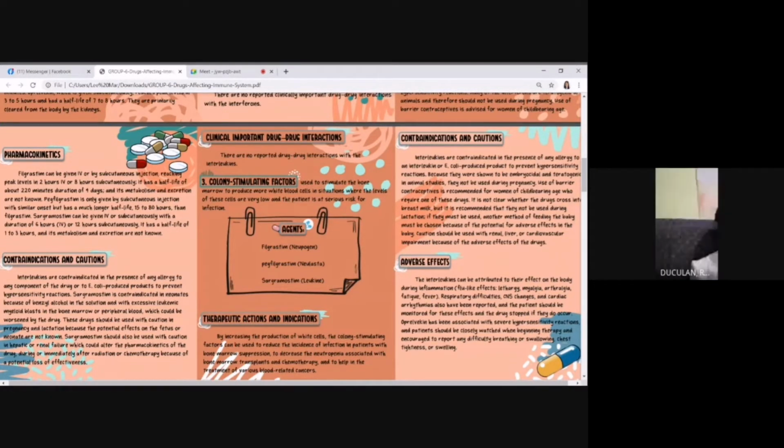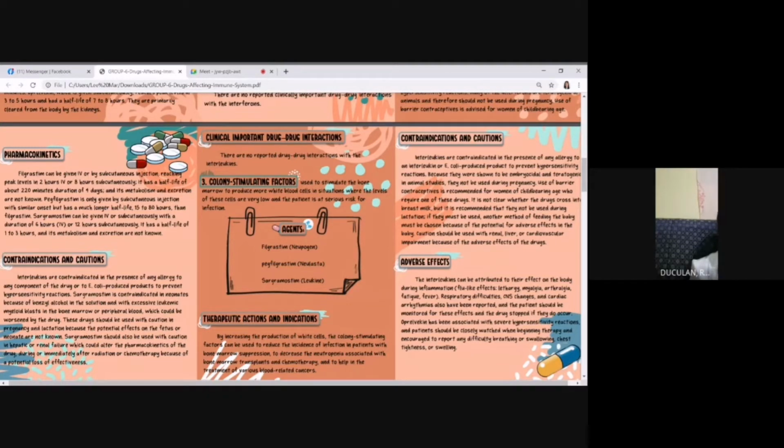So the next one is the contraindications and exclusions. Colony stimulating factors are contraindicated in the presence of any allergy to any components of the drugs or the E. coli-produced product to prevent hypersensitivity reactions. Sargramostim is contraindicated in neonates because of the benzyl alcohol in the solutions, and with excessive leukemic myeloid blasts in the bone marrow or peripheral blood, which could be worsened by the drug.